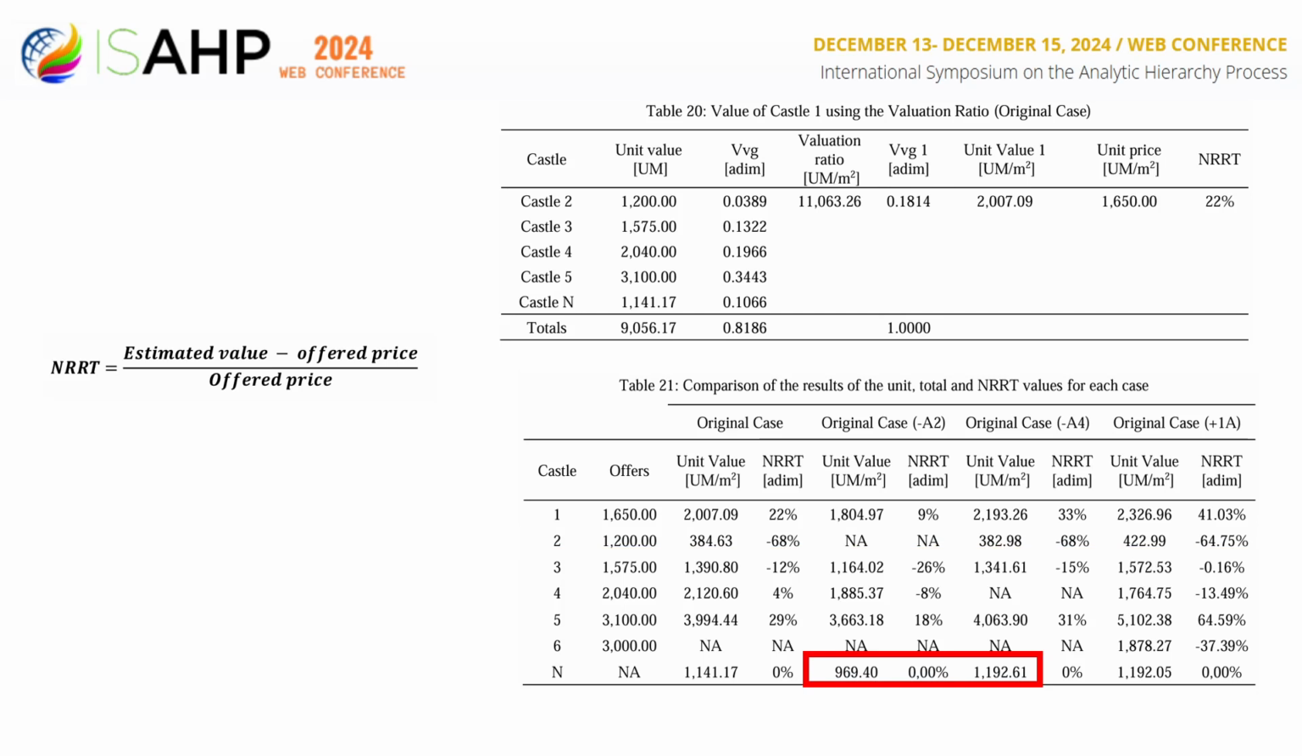B. For Castle N, it is observed that it went from a minimum of 969.40 monetary units per square meter to a maximum of 1,192.61 mu per square meter, a 23% variation with respect to the lowest value. C. When a castle is removed, positive and negative NRRTs are observed, so that there is underestimation and overestimation of the initial prices. D. For the case of the 6 alternatives, there are radical changes in the estimated values, reflected in the high NRRT percentages. E. The valuation ratio is different in all cases.